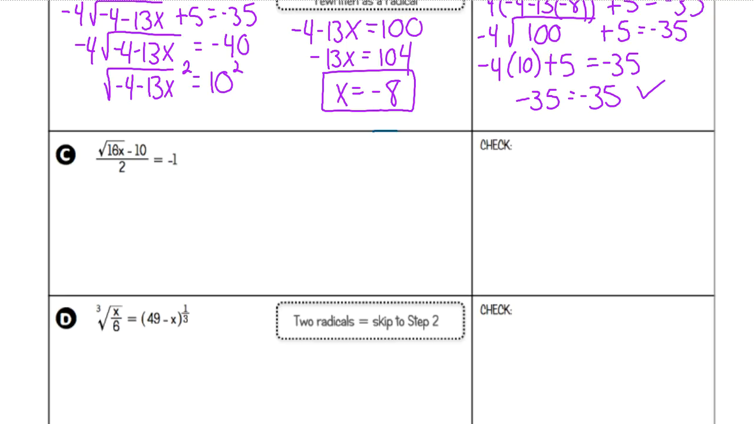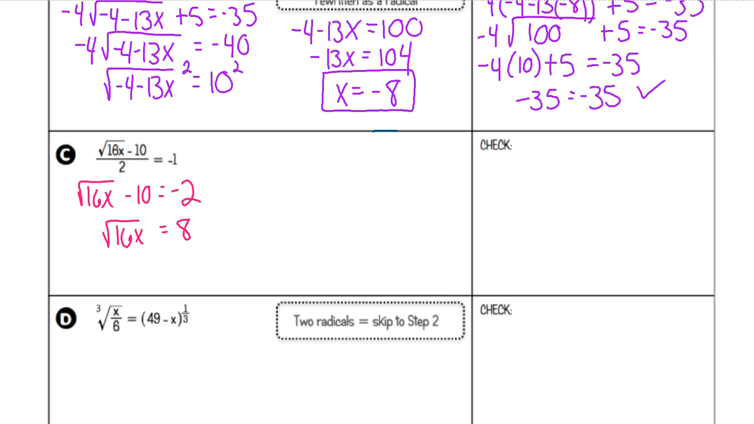All right, example C here, same idea. Now I have a fraction, so I'm just going to isolate that radical still. So I'm going to multiply both sides by 2 to get rid of the fraction, or the denominator of the fraction. And then I still have that minus 10, so I'm going to add 10 to both sides in order to isolate that variable.